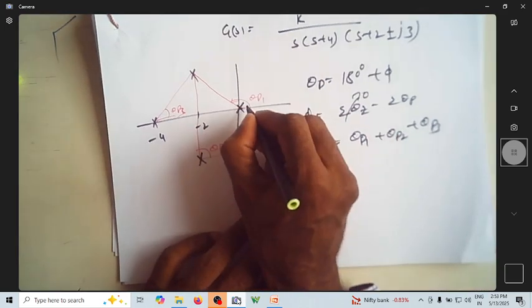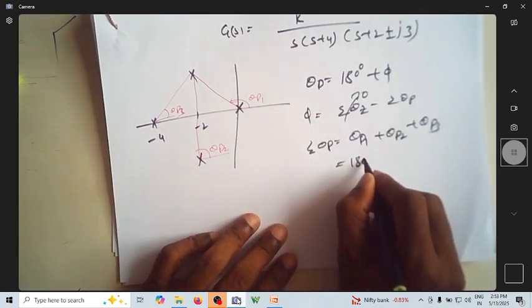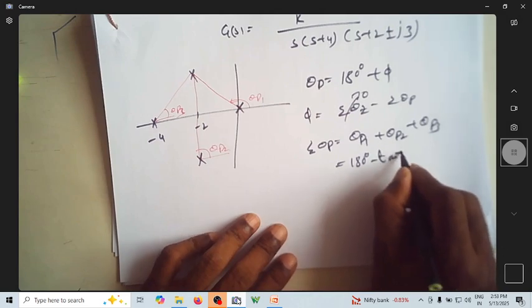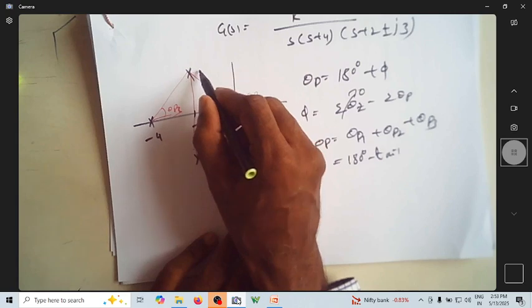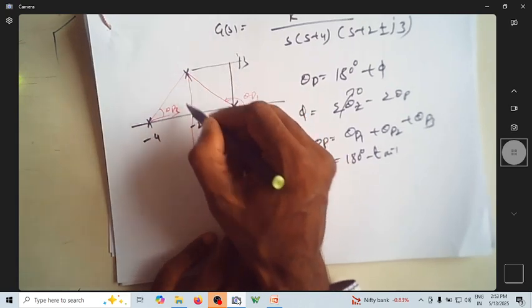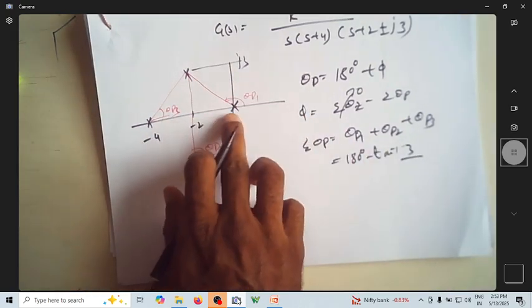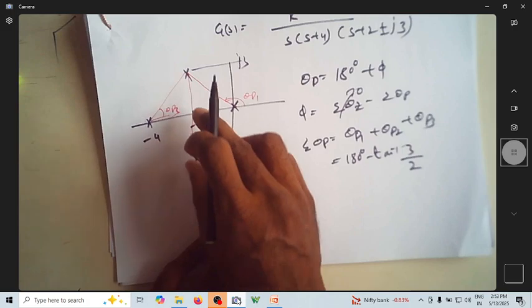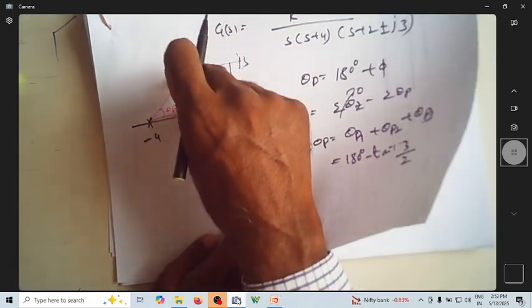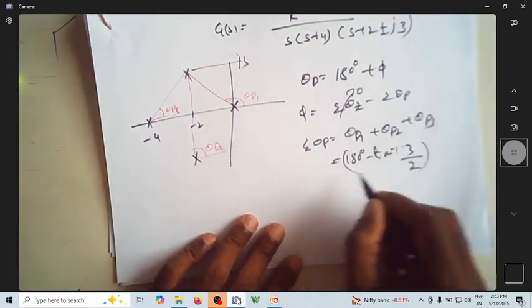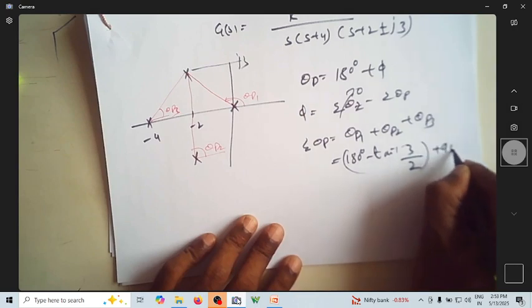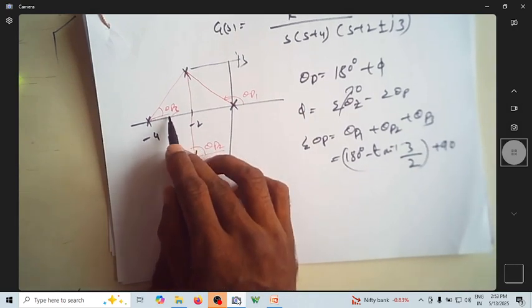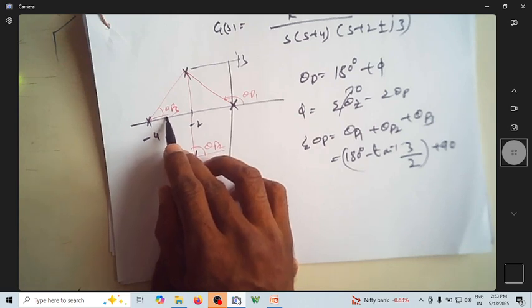So theta P1, as we know, is 180 degrees minus tan inverse of, so this is at j3. So height is 3, this distance is from here to here, this is the hypotenuse, this is the opposite, and theta P2 is 90 degrees. And how about theta P1? This is actually, sorry, theta P3 is this angle.